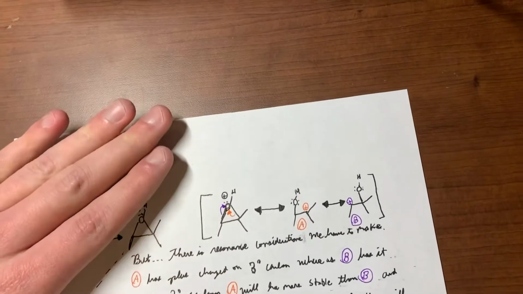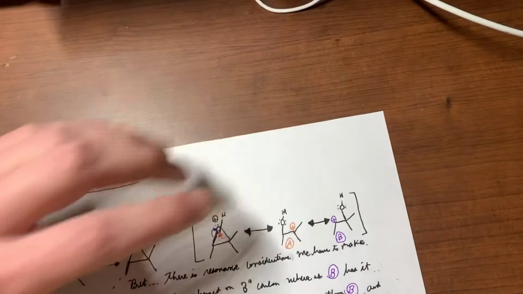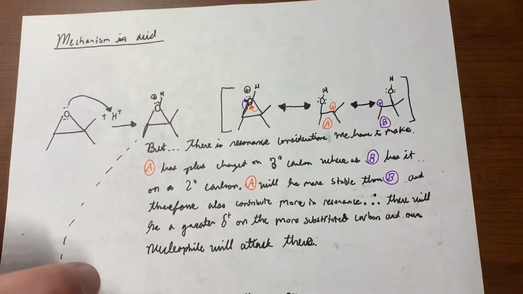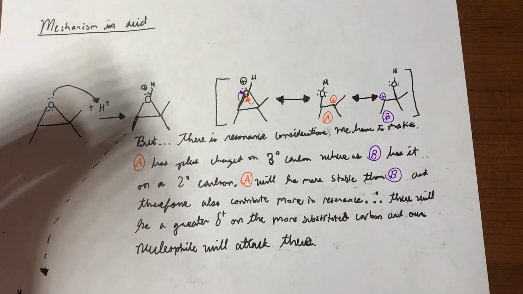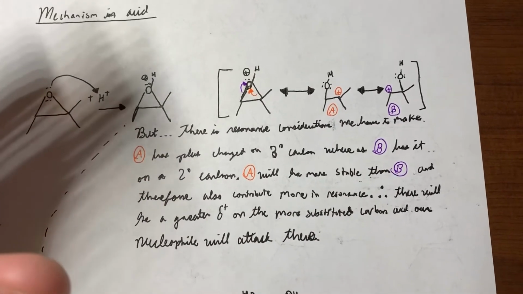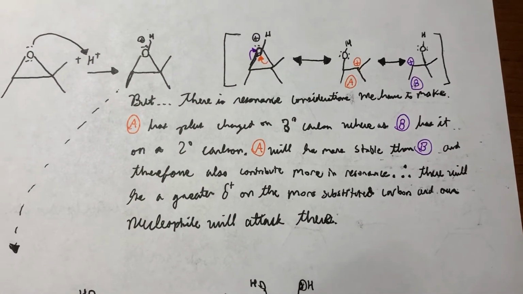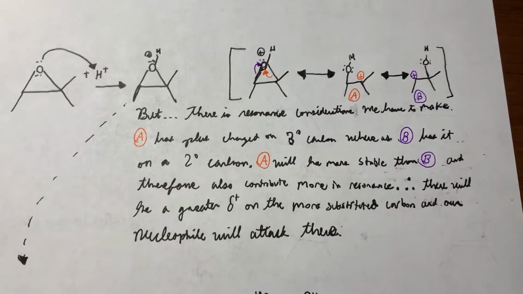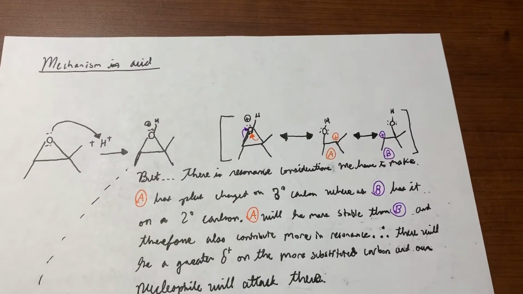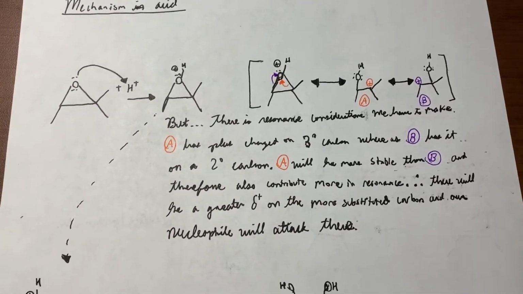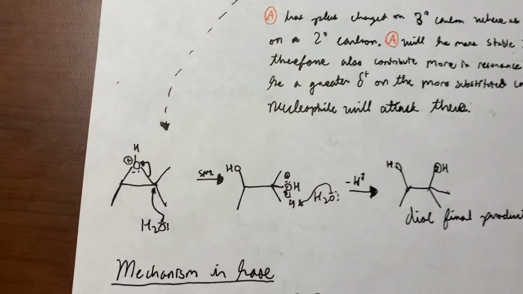But since there's resonance considerations, we have to see that the resonance structure A that I have drawn is going to be much more stable than the resonance structure B that I drew, because it has the plus charge on a tertiary carbon instead of a secondary carbon. So therefore, we can consider that A will have the greater partial positive on the more substituted carbon. So knowing this, we'll know that our nucleophile, which wants a plus charge, is going to attack the more substituted carbon.